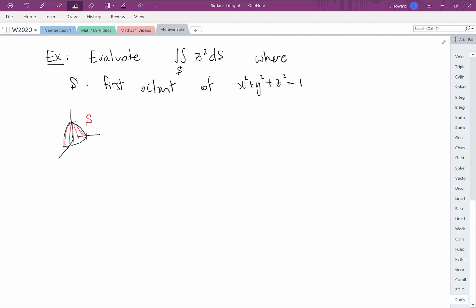The first thing we could do here is take the formula for our surface and solve that for z. So we could say z squared equals 1 minus x squared minus y squared.